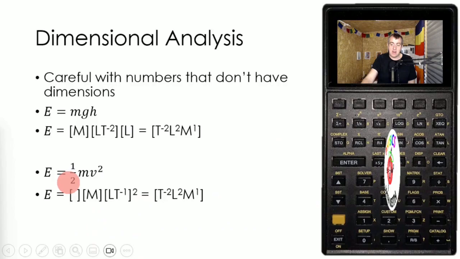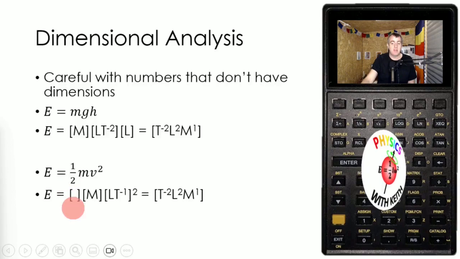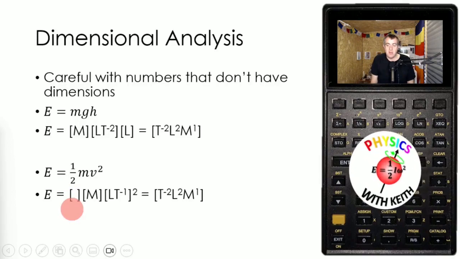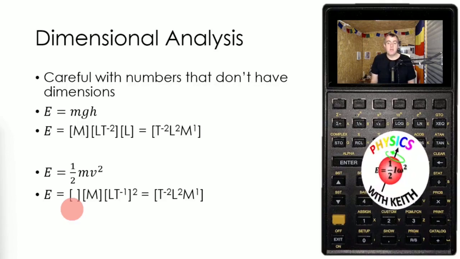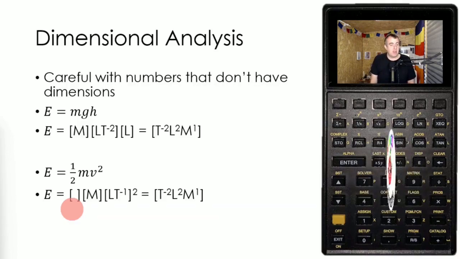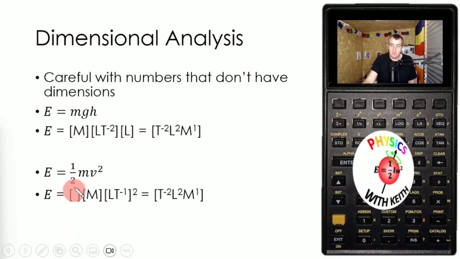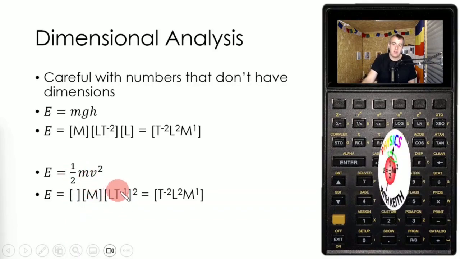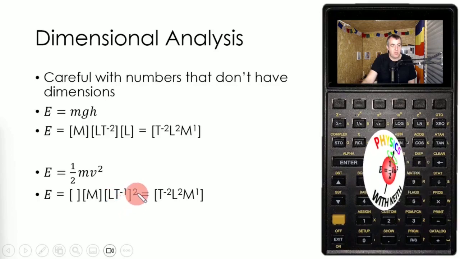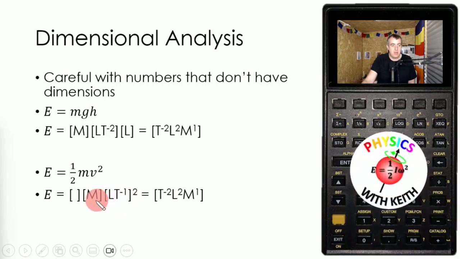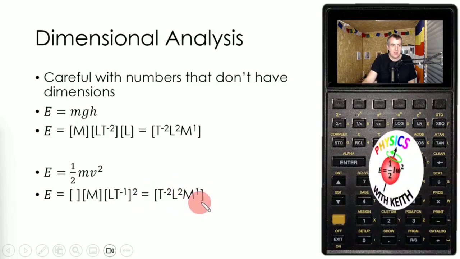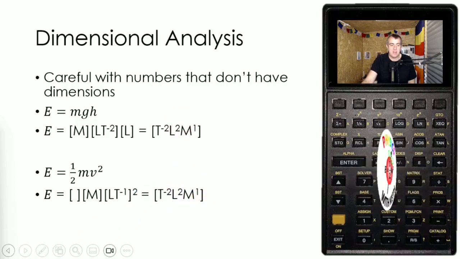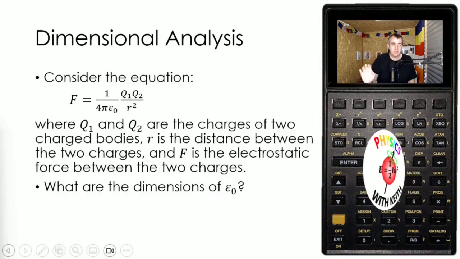So here I've got half mv² analysed as well. Half doesn't have dimensions. It's just a number. There's no dimensions with it. So don't be confused when you get things like that coming up. Just leave it blank. Mass is mass, and this is the velocity squared. So the velocity was length time to the minus 1, but we've squared it. And now when we multiply this all out, we end up, well, look, it's all the same. That is the dimension of energy.